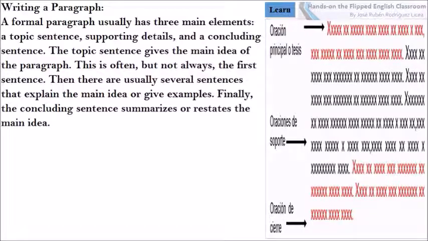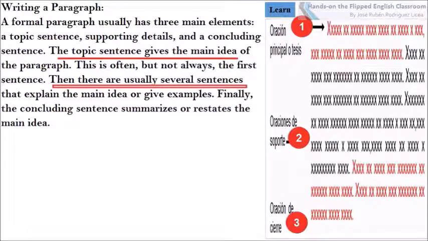Writing a paragraph. A formal paragraph usually has 3 main elements: a topic sentence, supporting details, and a concluding sentence. The topic sentence gives the main idea of the paragraph. This is often, but not always, the first sentence. Then there are usually several sentences that explain the main idea or give examples. Finally, the concluding sentence summarizes or restates the main idea.